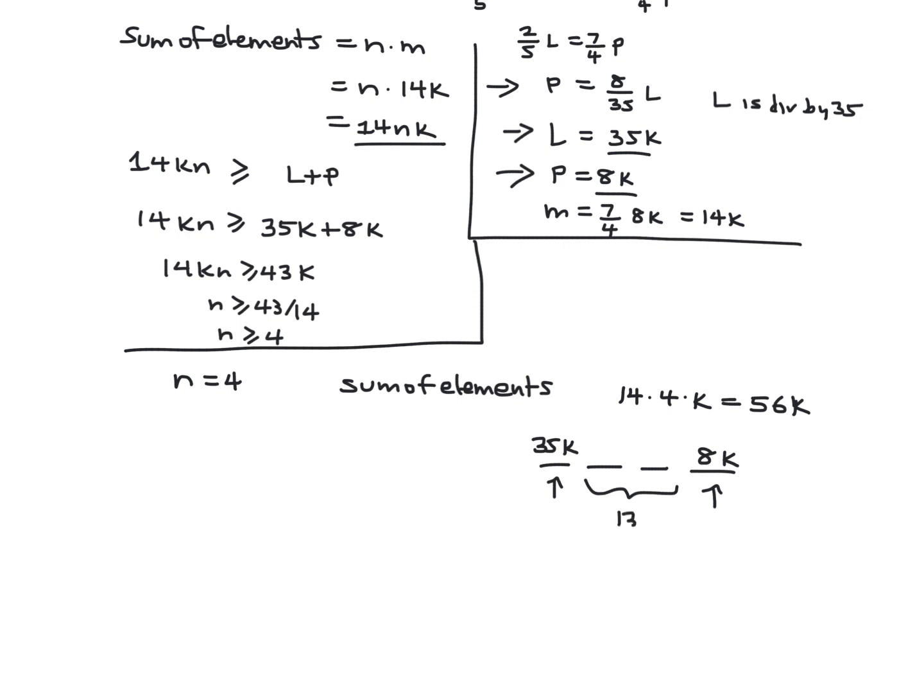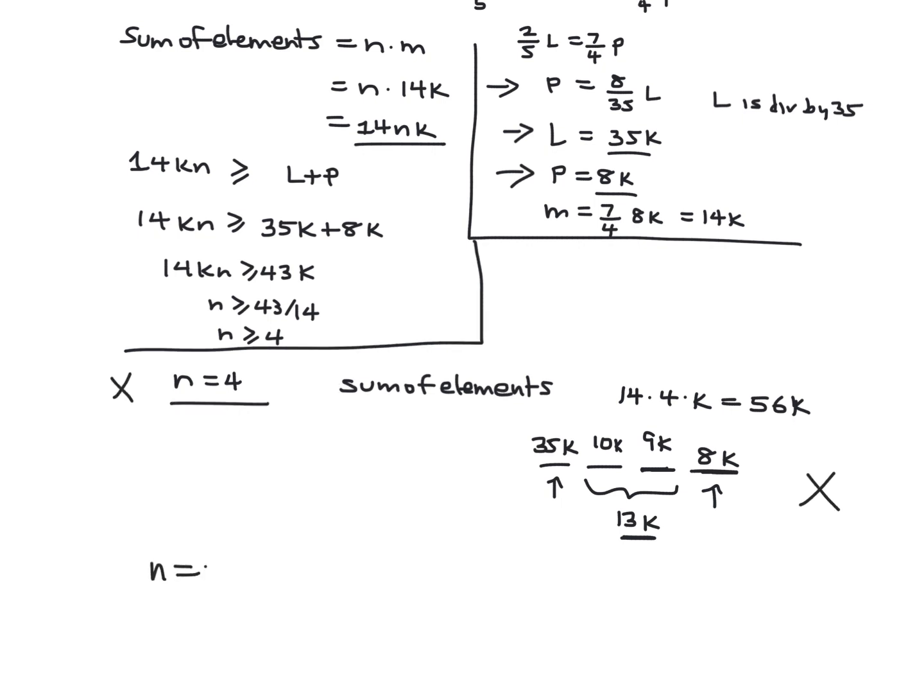So those two have to add up to 13k. But that's not possible because this is the smallest, so this has to be greater than 8k. For example, it has to be at least 9k, and therefore this has to be at least 10k. And there's no way they're going to add up to 13k. So it's a contradiction. It falls apart. So that's no good.